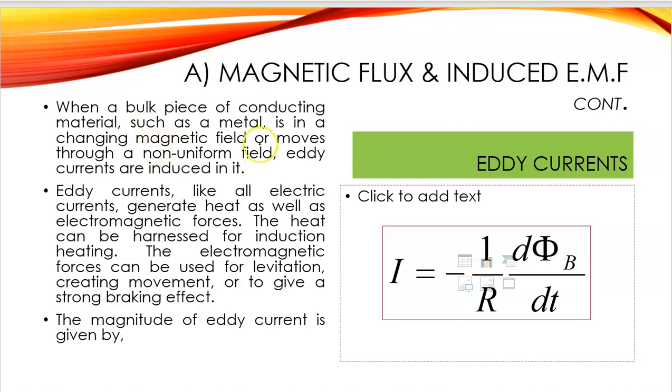In this new slide, we will move forward to the next subtopic, which is eddy current. So what is eddy current? Eddy current, like all electric current, will generate heat as well as electromagnetic forces. The heat can be harnessed for induction heating, and the electromagnetic force can be used for levitation, creating movement, or giving a strong braking effect. Eddy current can mostly be found in a car or any motor engines. The magnitude of eddy current can be calculated by using this equation: I equals negative 1 over resistance times the rate of change of magnetic flux.